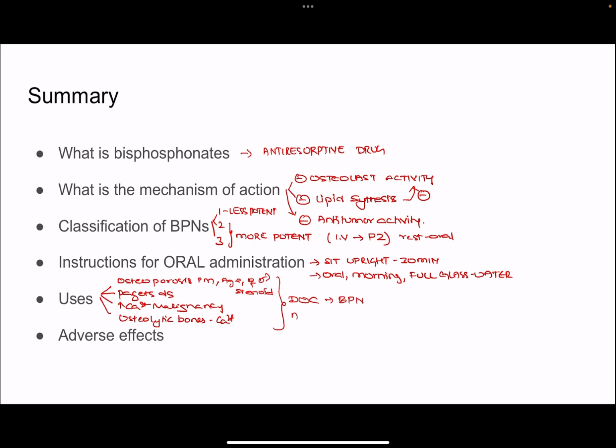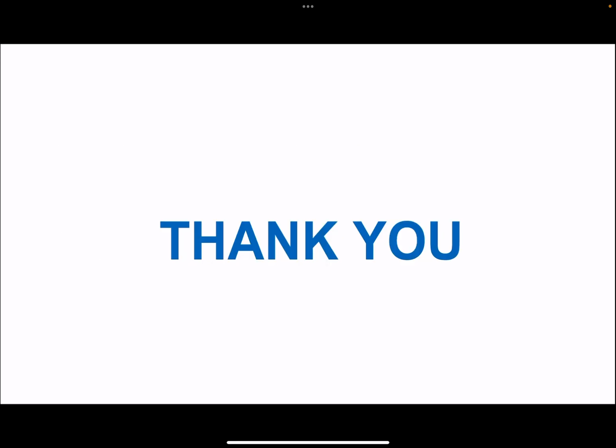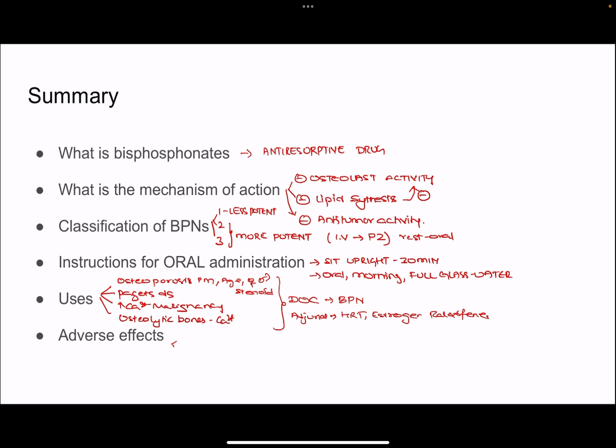bisphosphonates. What will be the adjunct drug? Adjunct drug will be your hormone replacement therapy, that is your estrogen, and your raloxifene, which is a selective estrogen receptor modulator. So what will be the adverse effects when you take it through oral route? Mainly it causes esophagitis or esophageal irritation. Through IV route, when it is given, it will cause thrombophlebitis.